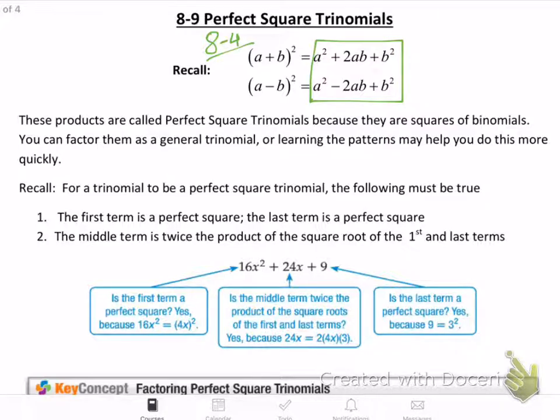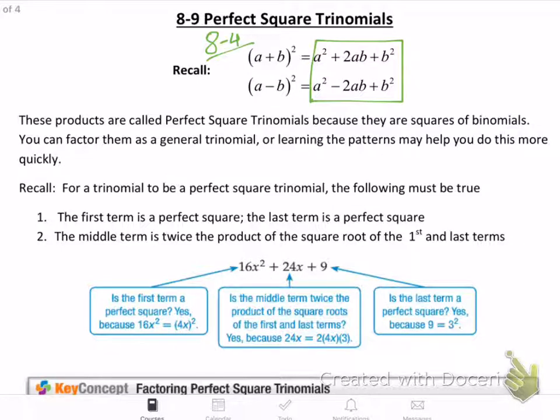Okay, so if you look at the bottom here, this first example, 16x squared plus 24x plus 9, you only have to look at the first and the third. The first question, is the first term a perfect square? Yes, it is. 16x squared, the square root of that is 4x. What about 9? 9 is a perfect square. It is 3, right? The square root of 9 is 3.